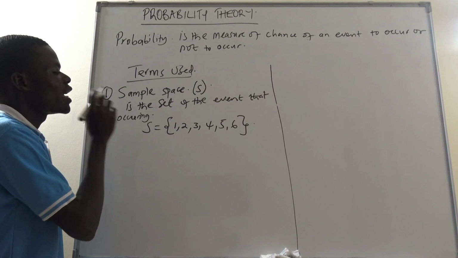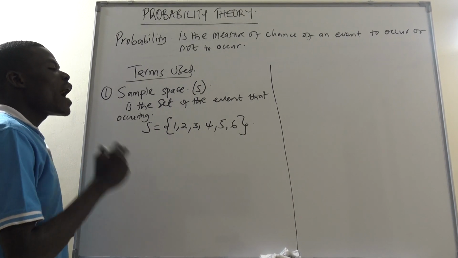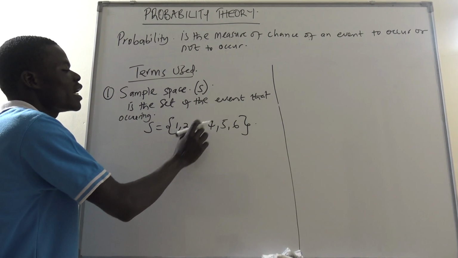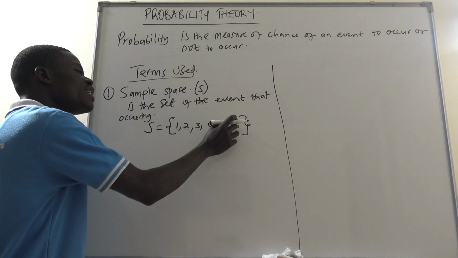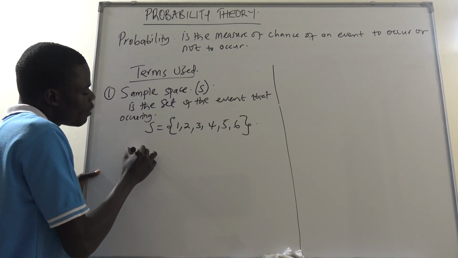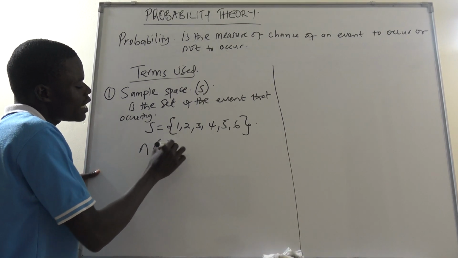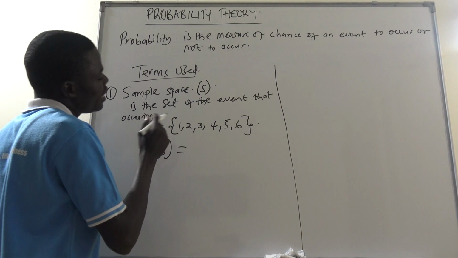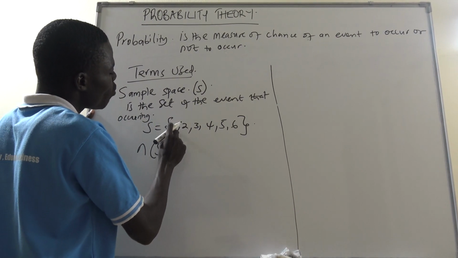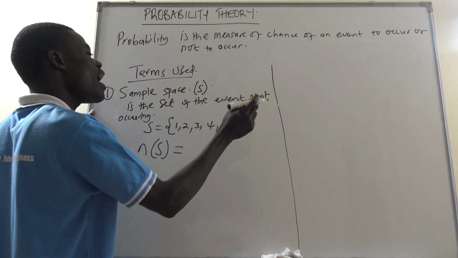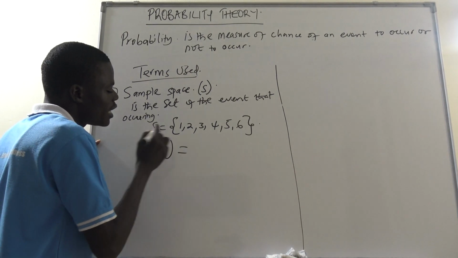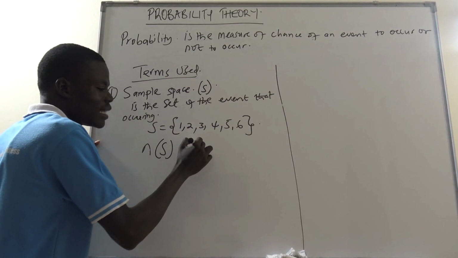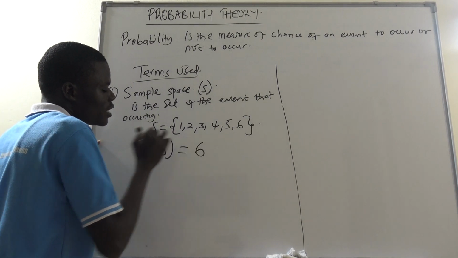So the set of these 6 numbers that you are most likely to get is what we are calling the sample space S. The number of elements in the sample space is equal to the number of items here. So you count those events: 1, 2, 3, 4, 5, and 6. So the number of the sample space of a dice is 6.